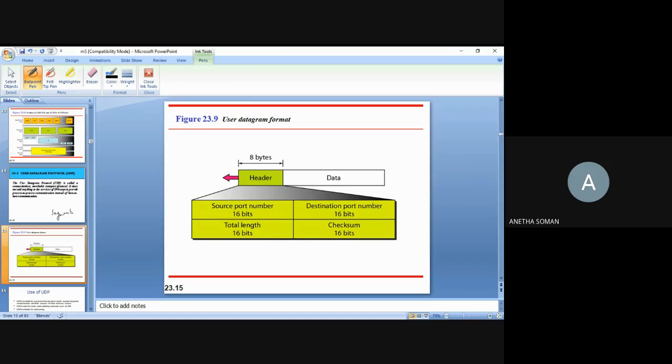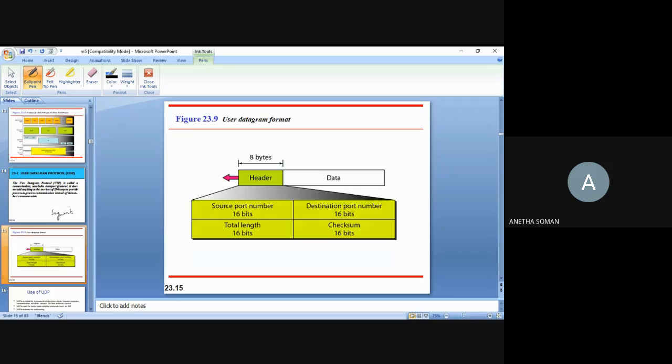Now, the third field is the total length field. Total length is nothing but the entire length of the UDP packet. It includes the header also. So the total length including the header field is specified in that field. And the fourth field is called the checksum. You know what is the importance of checksum? It is used to detect errors over the entire user datagram.